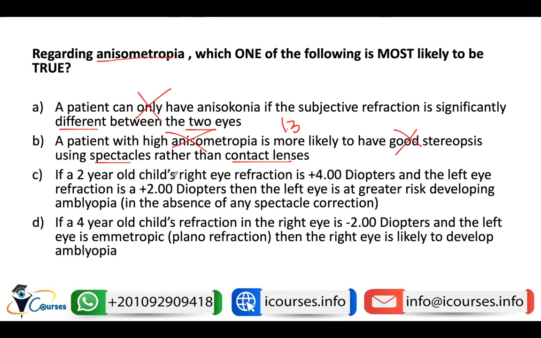If a two-year-old child's right eye refraction is +4 diopters and the left eye is only +2, so the +4 is the more ametropic. This is more ametropic, and the left eye is the less ametropic. Then the left eye is at a greater risk of developing amblyopia in the absence of spectacle correction. Again, this is not true, because the +2 diopter is the less ametropic. So the +4 is the eye that is not seeing very well, so the brain is more likely to neglect the image coming from the right eye, not from the left eye.